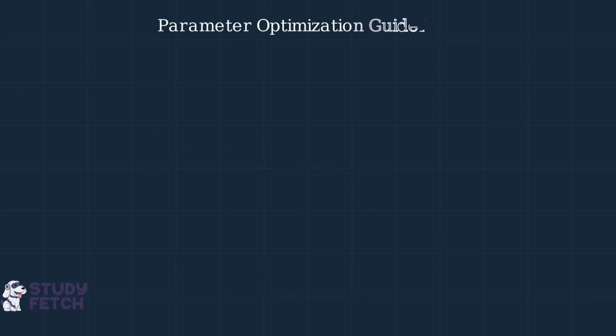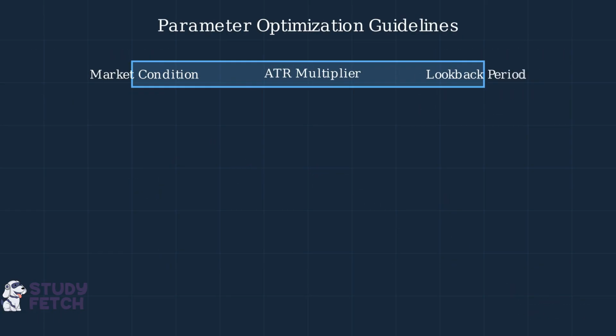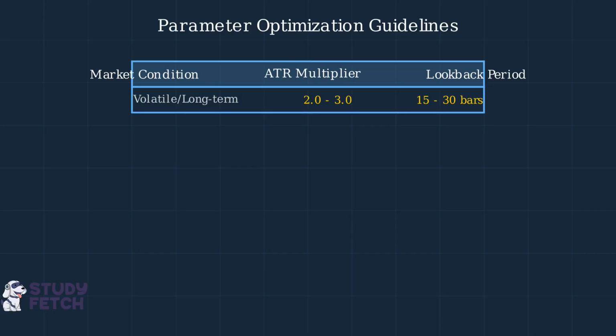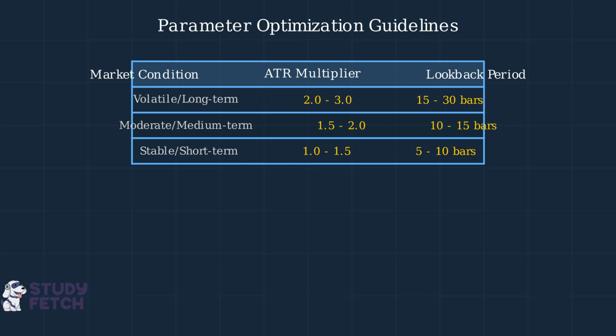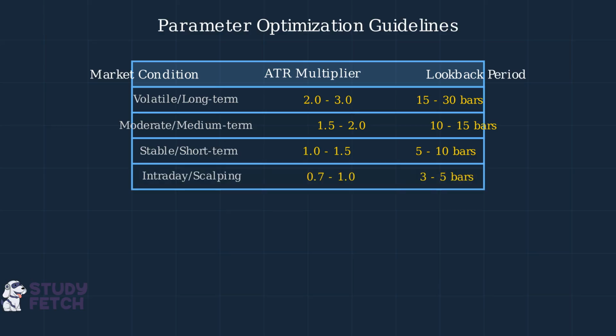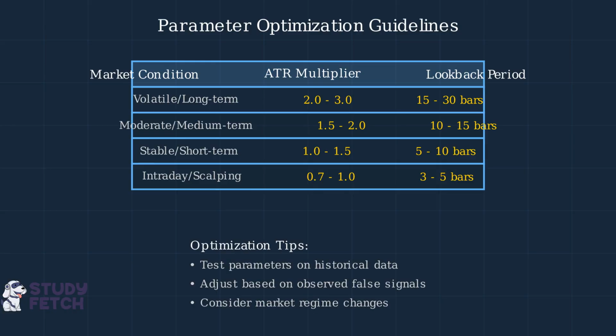Here are specific parameter guidelines for different market conditions. For volatile or long-term trading, use a higher ATR multiplier with a longer look-back period to filter out market noise. For moderate volatility or medium-term trading, balanced parameters work best. In stable markets or short-term trading, use tighter stops with a shorter look-back period for quicker entries and exits. For intraday trading or scalping, use the most responsive settings with minimal delay. When optimizing your parameters, always test on historical data and adjust based on the specific asset and market conditions you trade.